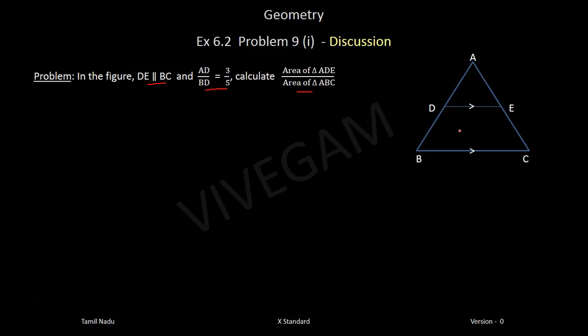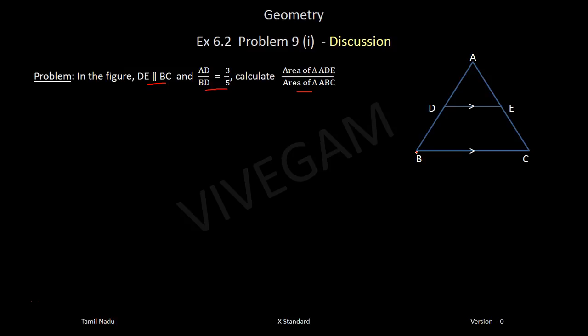Once you show that the smaller triangle ADE is similar to the bigger triangle ABC, then you know the property of similar triangles, that the ratio of the areas of similar triangles is the square of the ratio of their corresponding sides. That is, area of triangle ADE divided by area of triangle ABC equals the ratio of similar sides, AD by AB, the whole square. Okay, so broadly keep this in mind.